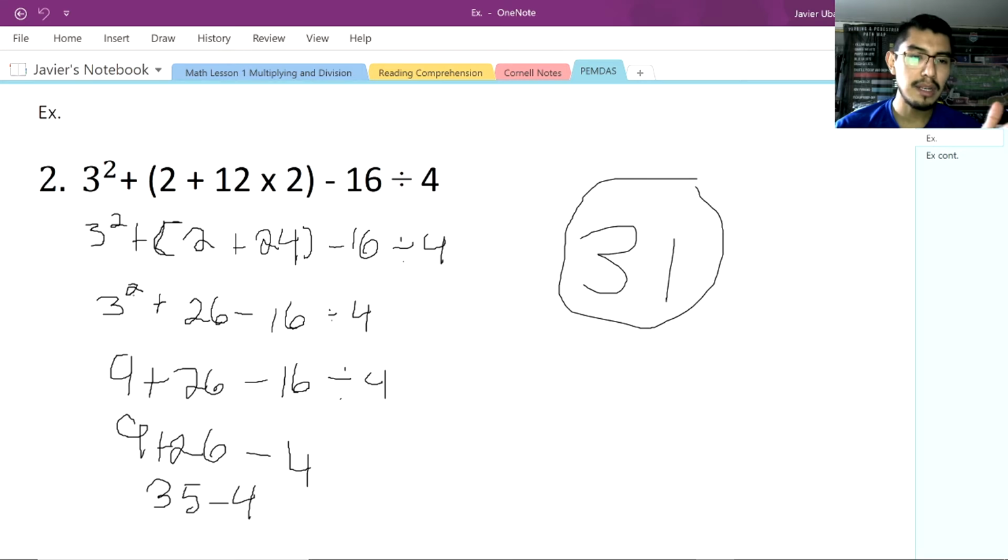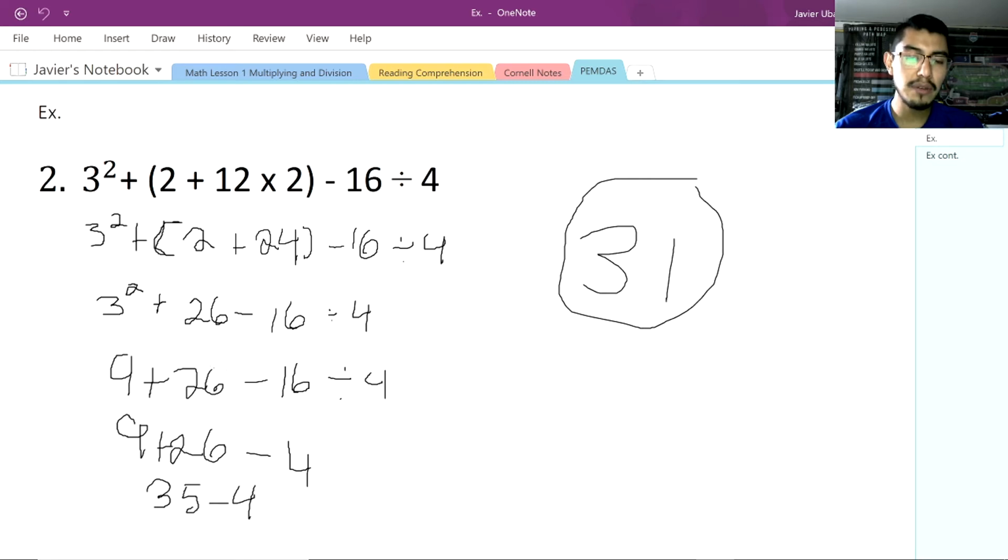So for example, 3 times 3. You're going to multiply this number that many times. So if this was 4, you'd do 3 times 3 times 3 times 3, 4 times. For this example, it's going to be 3 times 3, 2 times, right? So 3 times 3 is 9. So it's 9 plus 26 minus 16 divided by 4.